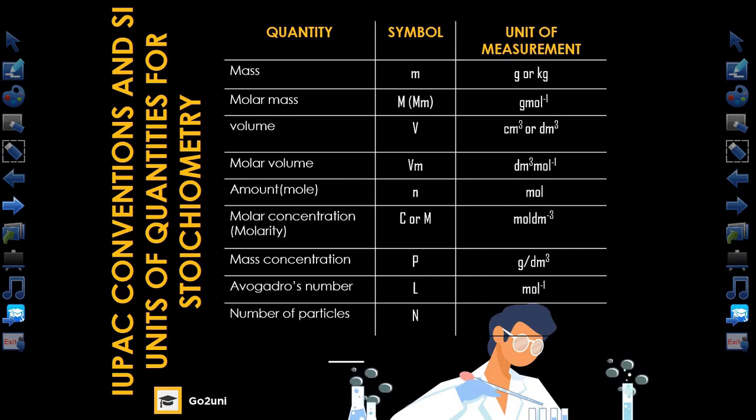Amount of substance is in mole with the symbol small letter n. Molar concentration, also referred to as molarity, is in mole per dm cubed with the symbol M or c. Mass concentration is measured in gram per dm cubed with the symbol P, and Avogadro's number is per mole with the symbol L. Lastly, we have number of particles, which is just a number, and it's represented with the symbol N.